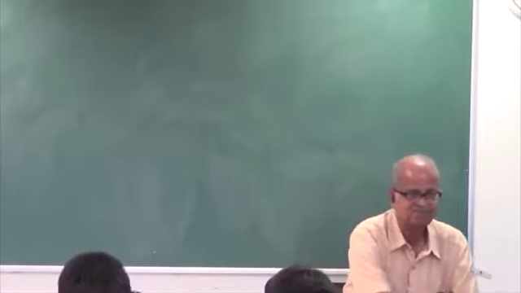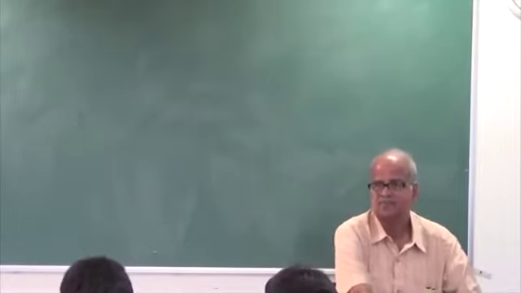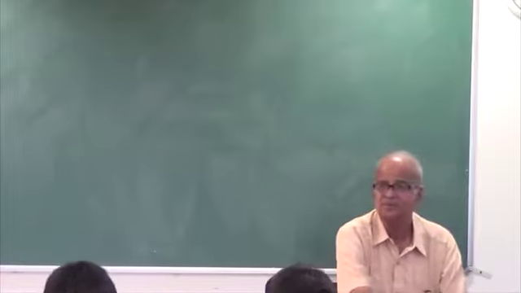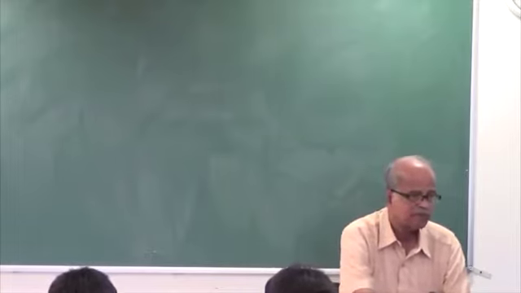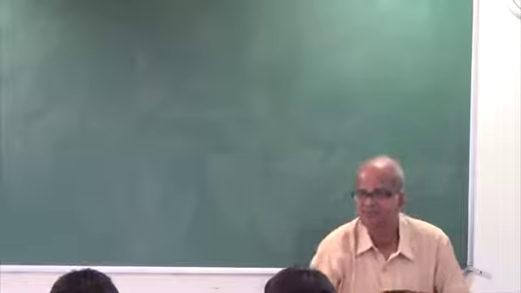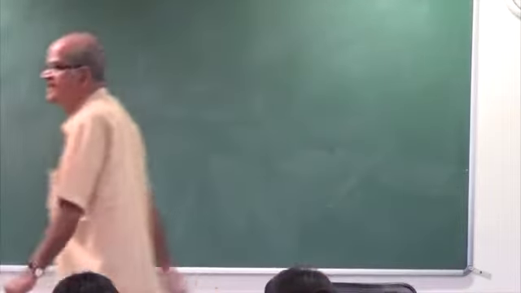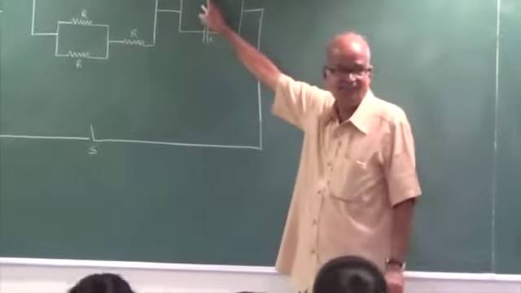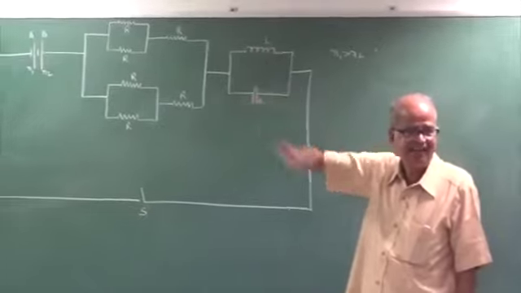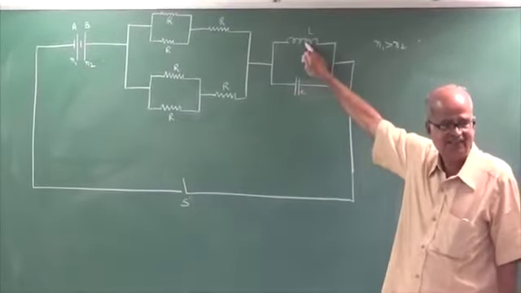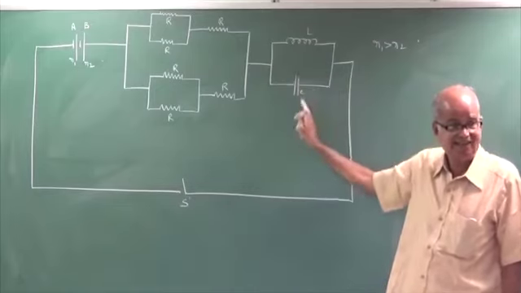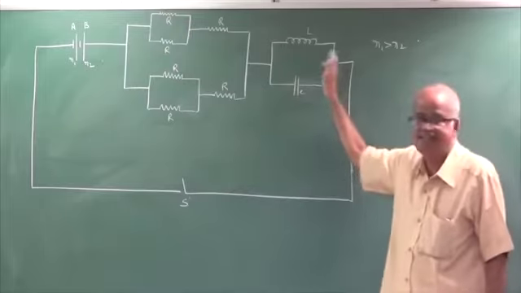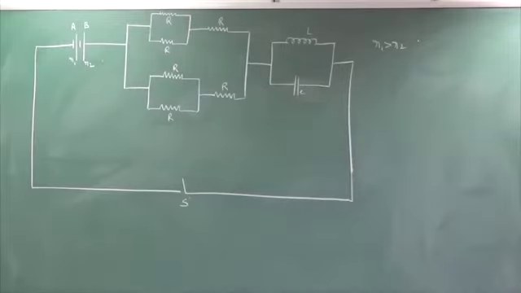Exactly correct. What's the answer? 4 by 3 (R1 minus R2). Anybody wants me to work it out? See, he says a long time after the key is closed. How does this behave? It offers a path of zero resistance. Correct now? A long time after, this will be a wire. That means this and this are connected simply by a piece of wire without any resistance.